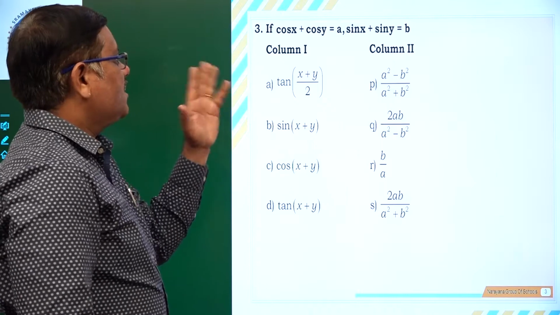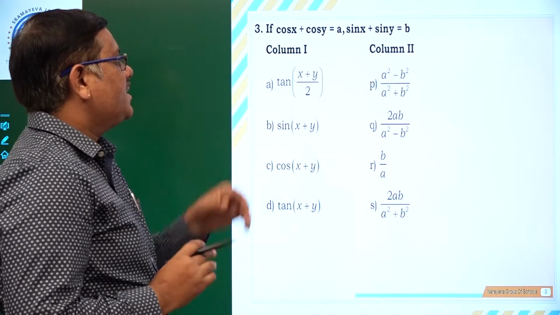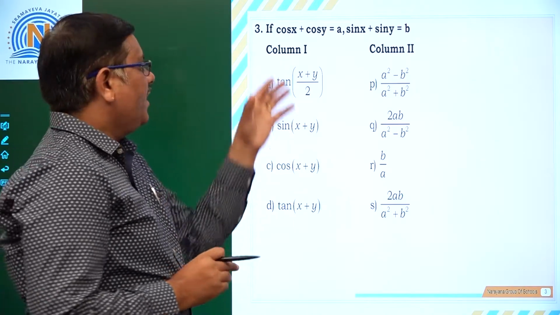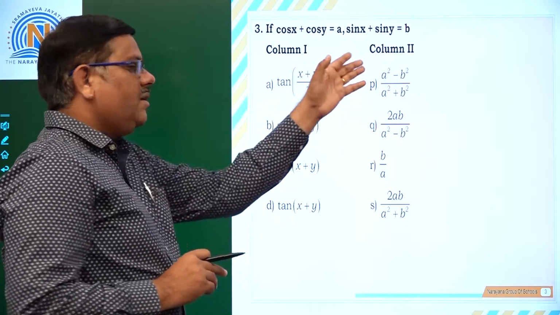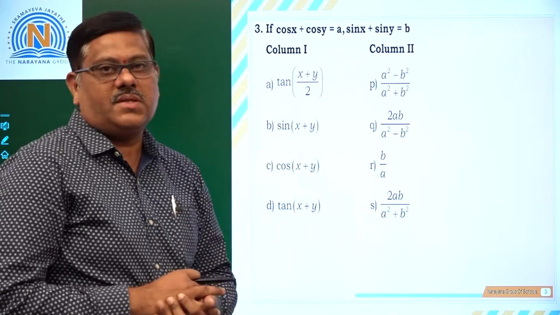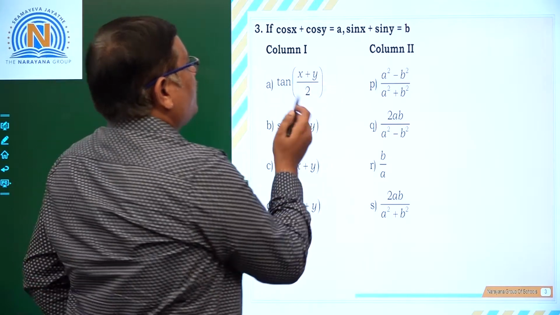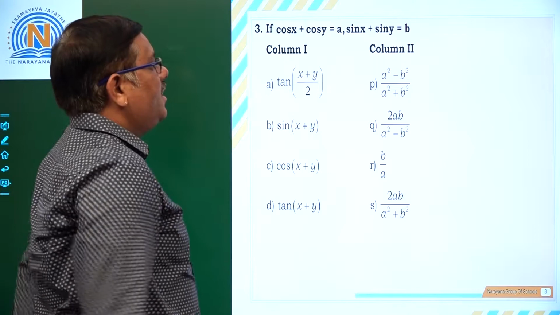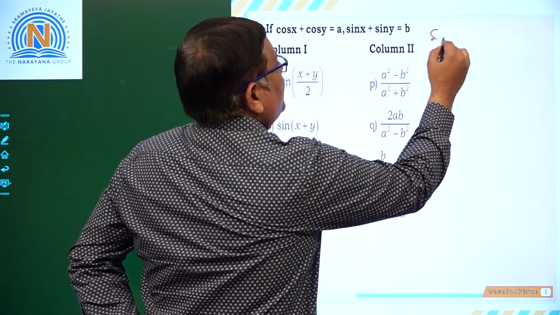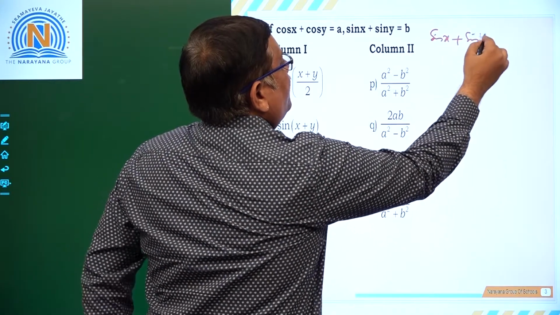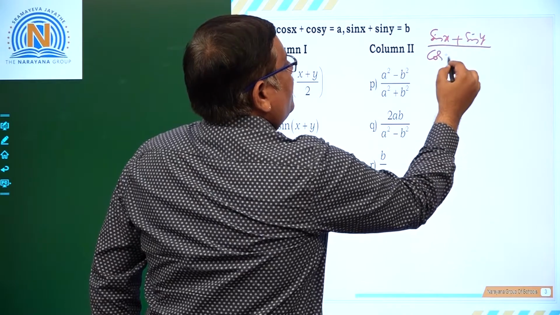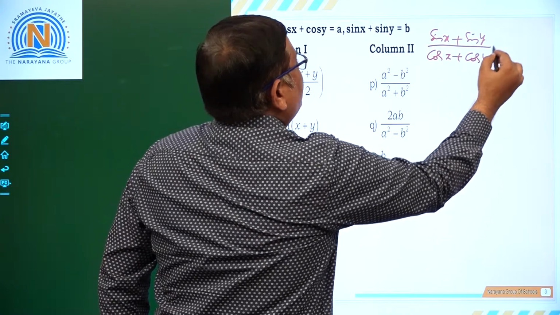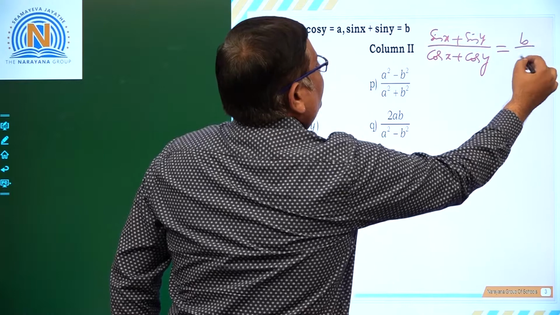If cos x plus cos y is equal to A, sin x plus sin y is equal to B. We are given certain questions A, B, C, D. Options also we are given. It's a matrix match question. So for solving this, we have cos x plus cos y is A, sin x plus sin y is B. Let me take sin x plus sin y by cos x plus cos y. That is nothing but B upon A.